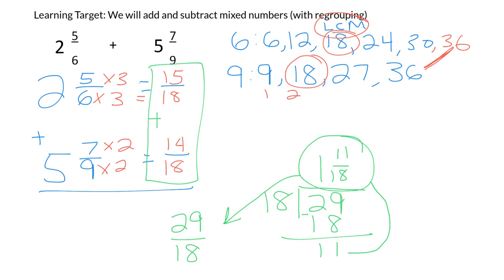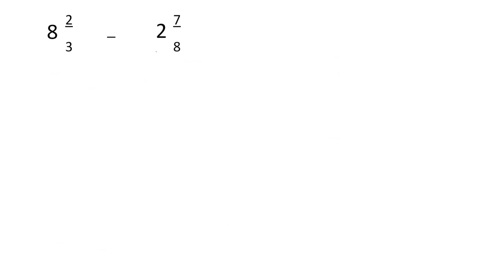So now we have to add that 1, I'm going to put it up here in green so it kind of stands out, to our whole numbers. I'm going to write my fraction answer down here, 11/18. We can't simplify or reduce that. And then I'm going to add 1 plus 2 is 3, plus 5 is 8. So our answer is 8 and 11/18. Okay, that was an addition problem with regrouping.